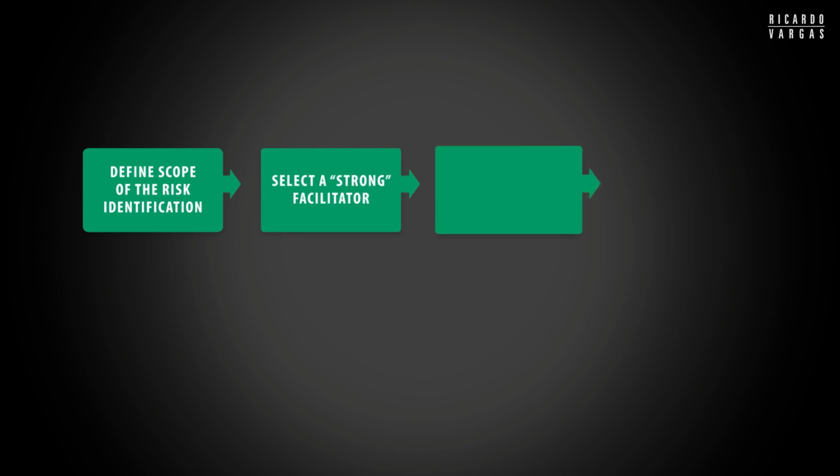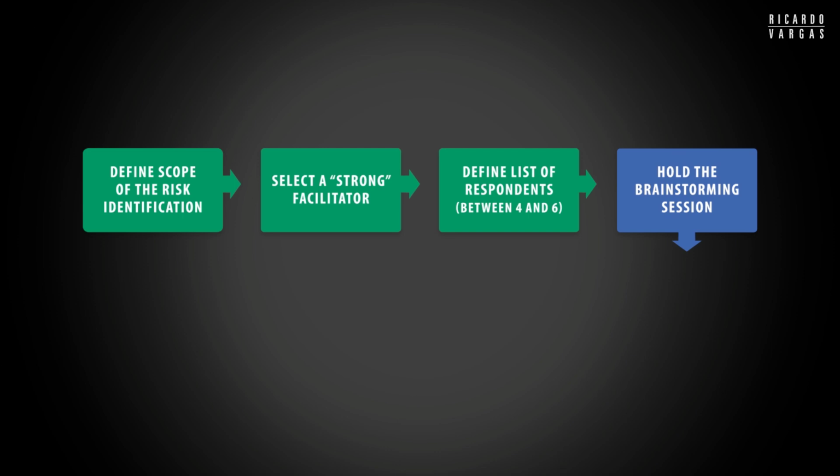First, of course, you define the scope of the risks you want to identify. Second, you define the facilitator, who will facilitate the process. Then you define who will participate, usually 5 people, 6 people. And then you schedule the meeting. So far, very similar to brainstorming. Then you start the session.